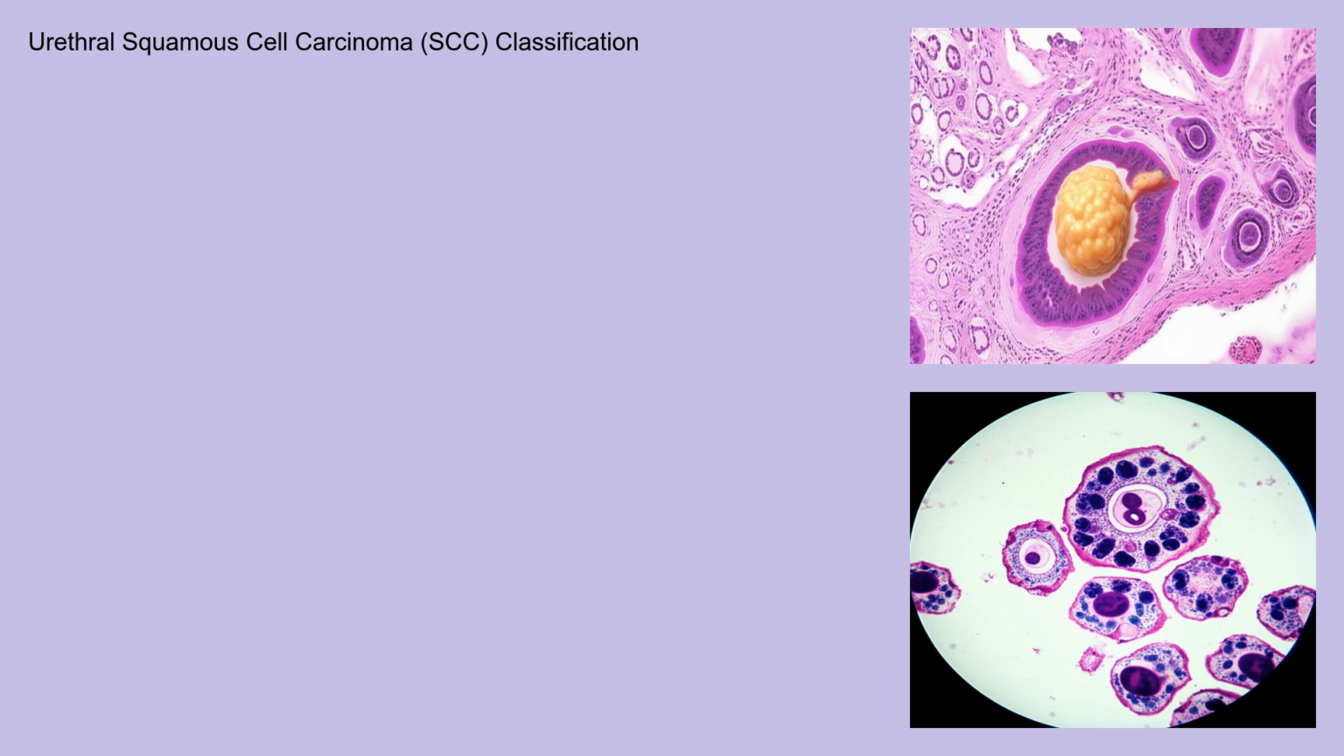Urethral squamous cell carcinoma is typically classified based on the TNM staging system, which stands for tumor, node, and metastasis. This system assesses the size and extent of the primary tumor, whether the cancer has spread to nearby lymph nodes, and whether it has metastasized to distant organs. The stage of the cancer is a major factor in determining the appropriate treatment and prognosis. There is no subtype classification system for squamous cell carcinoma of the urethra.